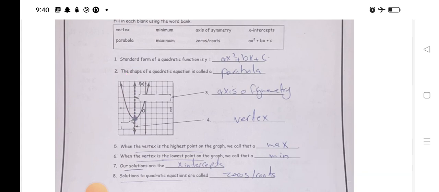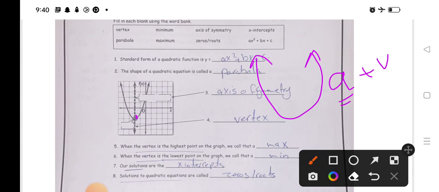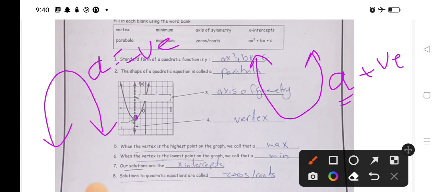What's this? This is the vertex. When my curve looks up like this, it's positive, so a here is positive. What if it looks down like this? Then a is negative. So when I'm optimistic, I'm positive, I look up. When I'm pessimistic, I look down, so it's negative. Remember that, okay?